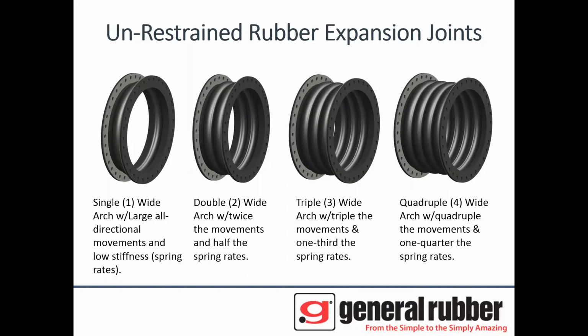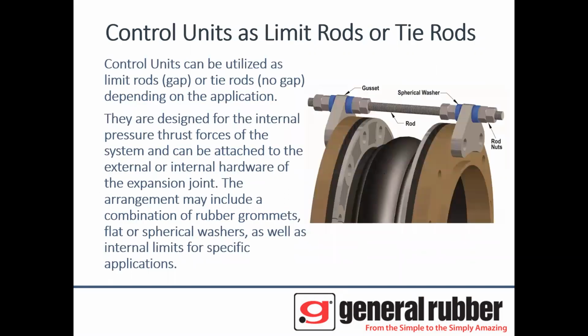So the design play here is you match the movement capability to how much the pipe is going to move, and you match up the spring rate or stiffness according to the end loads that you can withstand. So we talked about control units, and they can be used as limit rods and tie rods.